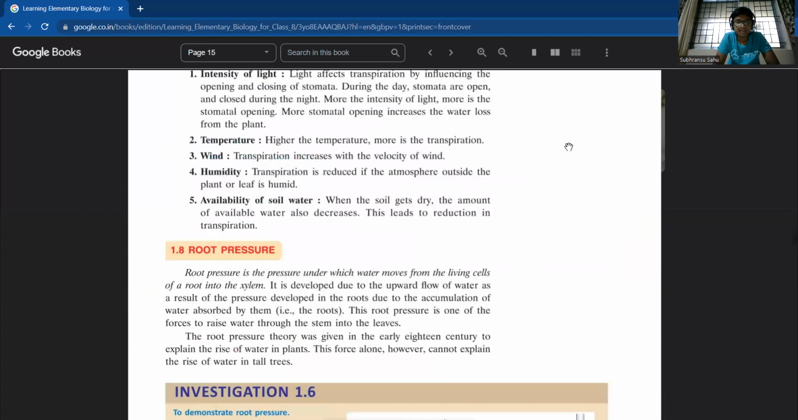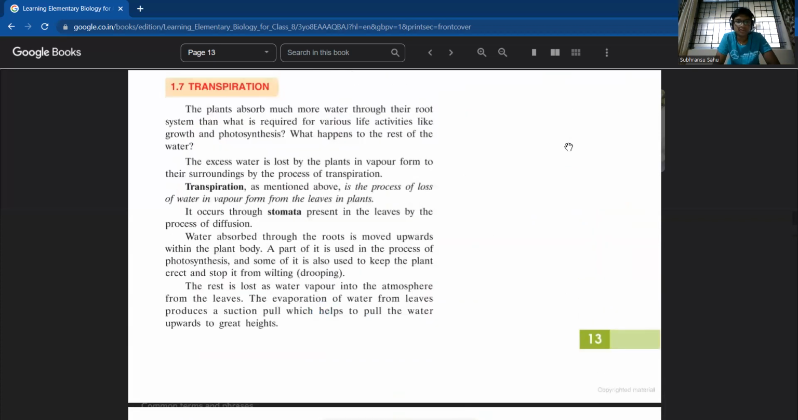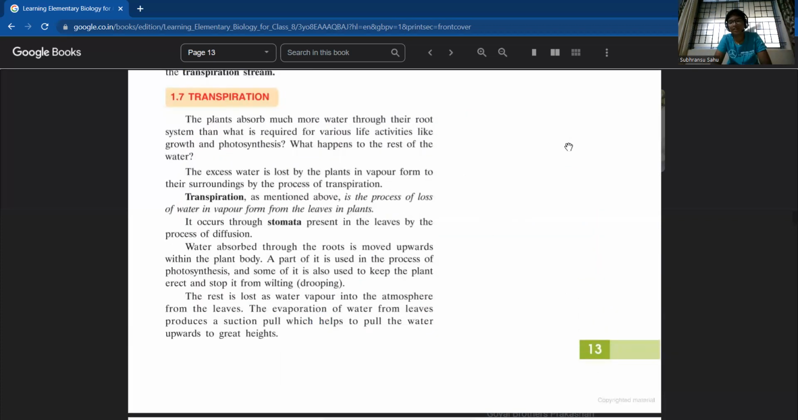Now we will be doing the last part of this video, which is transpiration. So I'll be giving another better brief about transpiration here. Transpiration is the process of loss of water in vapor form from the leaves in plants. It occurs through stomata present in leaves by the process of diffusion.